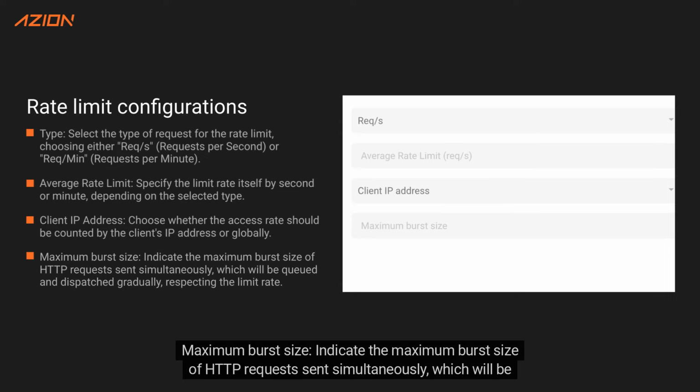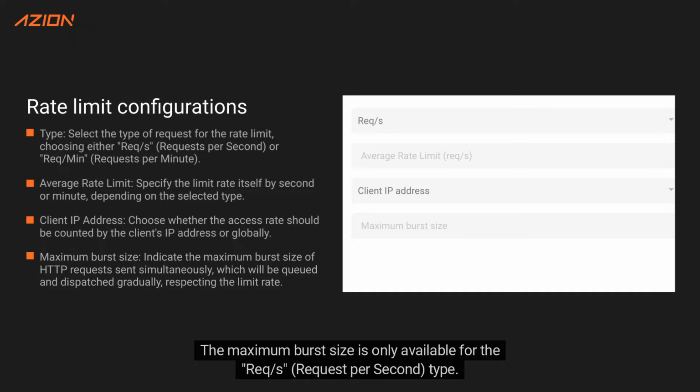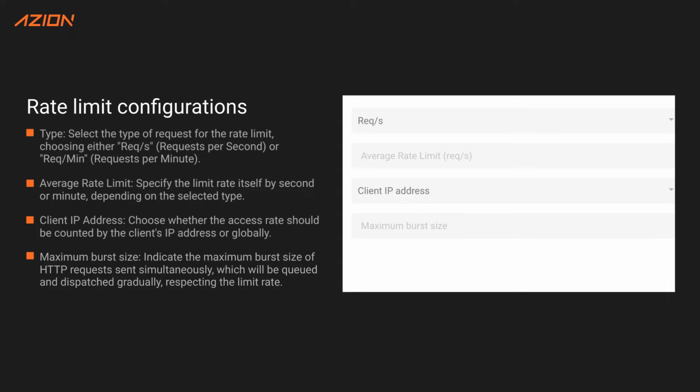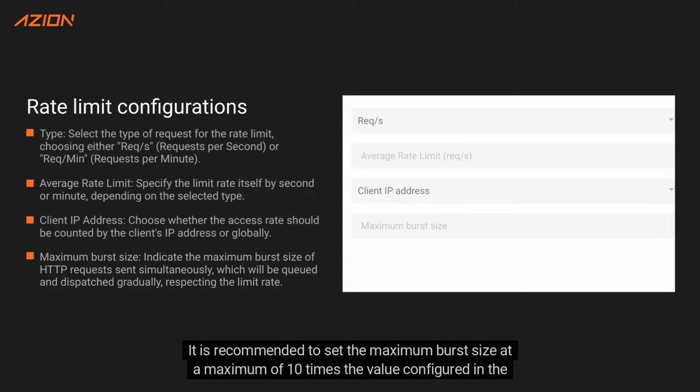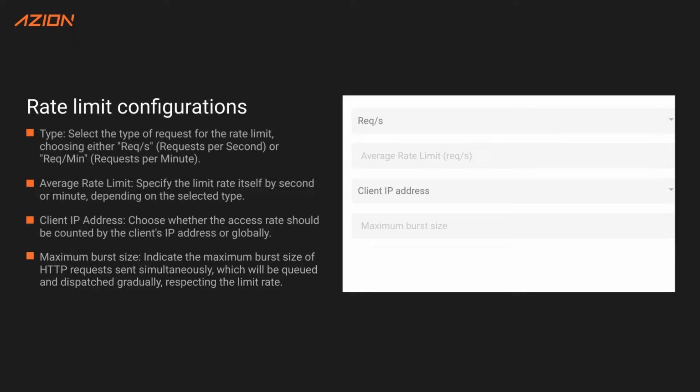Maximum burst size. Indicate the maximum burst size of HTTP requests sent simultaneously, which will be queued and dispatched gradually, respecting the limit rate. The maximum burst size is only available for the req/s, requests per second, type. It is recommended to set the maximum burst size at a maximum of 10 times the value configured in the average rate limit, which would result in penalizing the last request for a burst with up to a 10-second delay.